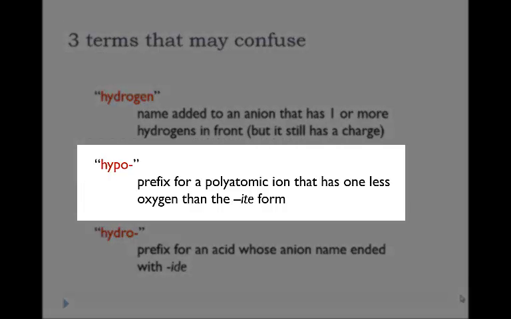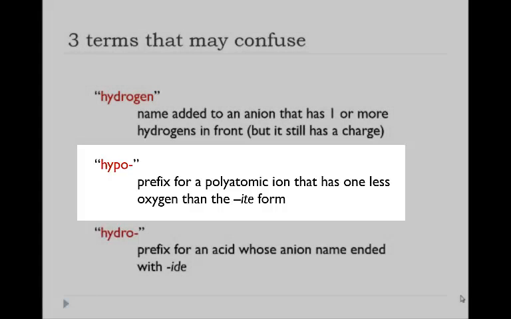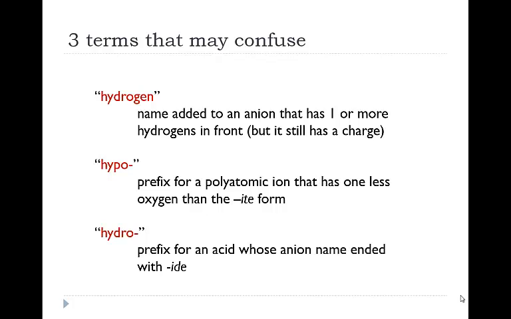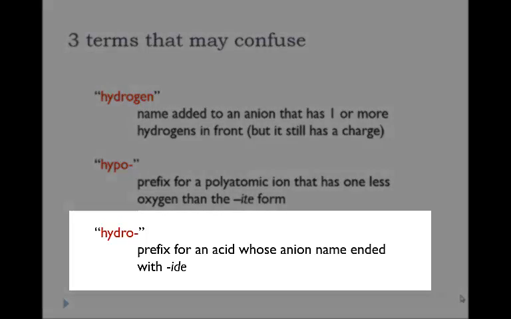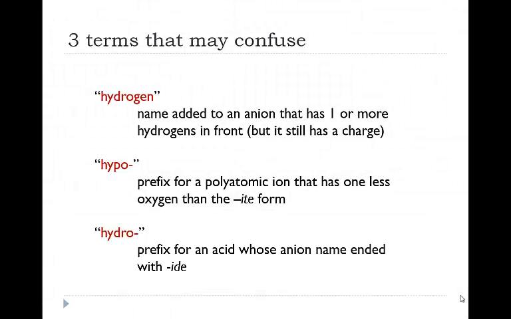The prefix hypo goes on a polyatomic ion that has 1 less oxygen than the -ite form. So for example, if we have chlorite, ClO2-, then hypochlorite would be ClO-. We've lost an oxygen. Hydro is the prefix for an acid whose anion name ended with -ide. So for example, if we have chloride and we put a hydrogen in front, we now have an acid, and that is hydrochloric acid. And we will talk about naming acids in the next lecture.